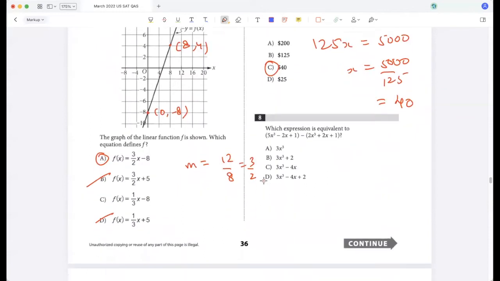Which expression is equivalent to this? I'll just write it with the brackets opened. 5x cubed minus 2x plus 1 minus 2x cubed minus 2x minus 1. So this and this cancel. 3x cubed minus 4x. So C.